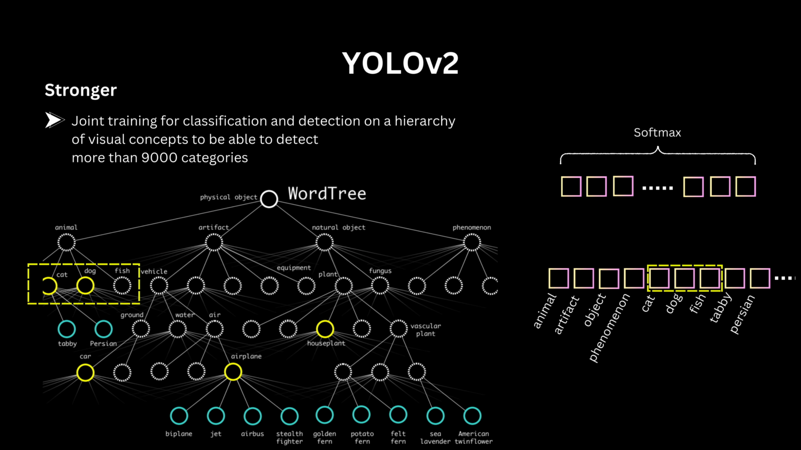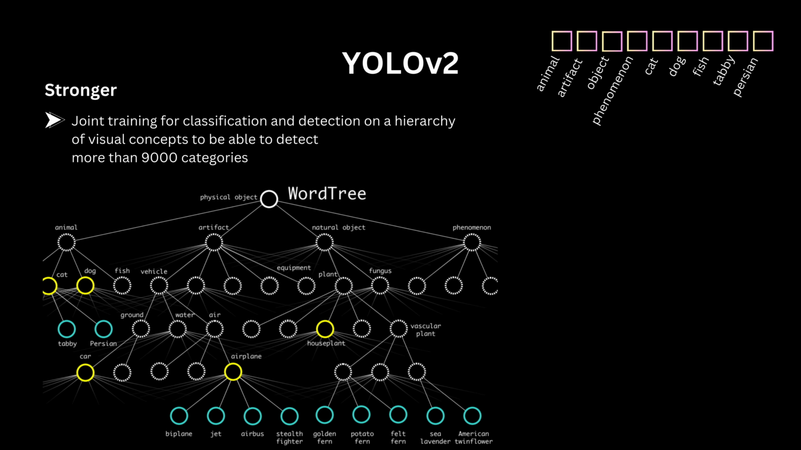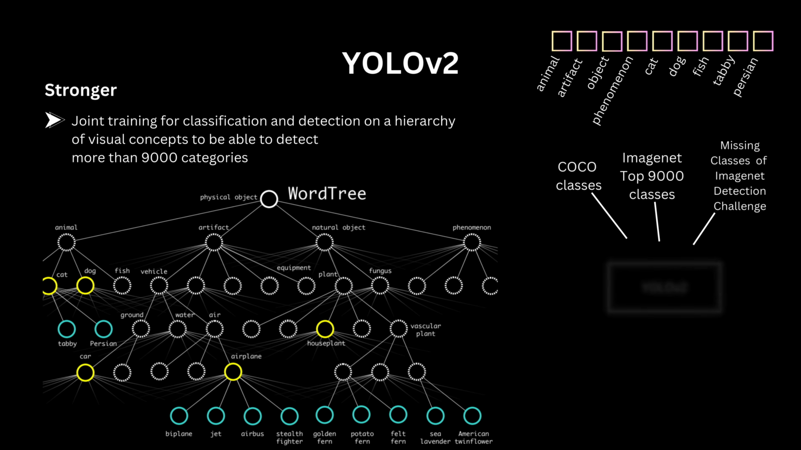Similarly, cat, dog, fish are all kinds of animal. So we have another softmax covering these groups of classes. And then further down the tree, we have two kinds of cat. So another softmax for them. And like this, we'll cover the entire tree. Including all the concepts in the final tree used by the authors, YOLOv2 caters to close to 9,000 categories, hence the name YOLO9000. So now how do we train this using data from both classification and detection datasets?